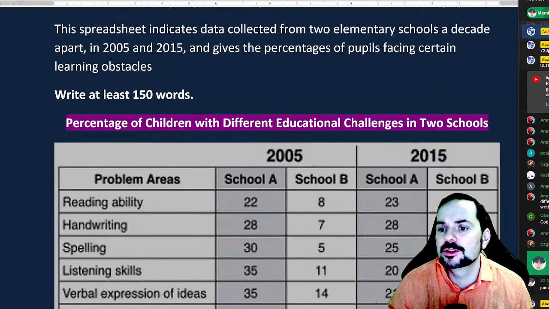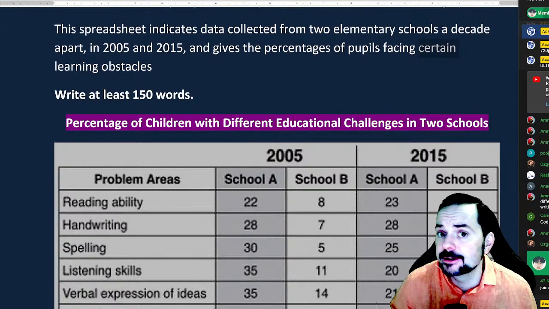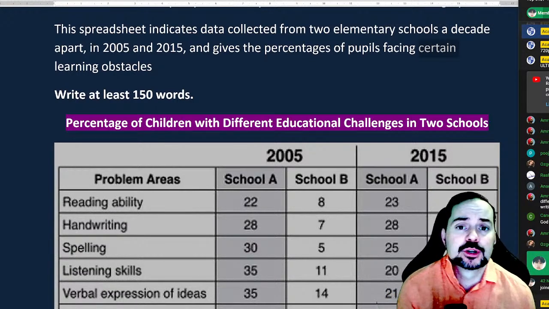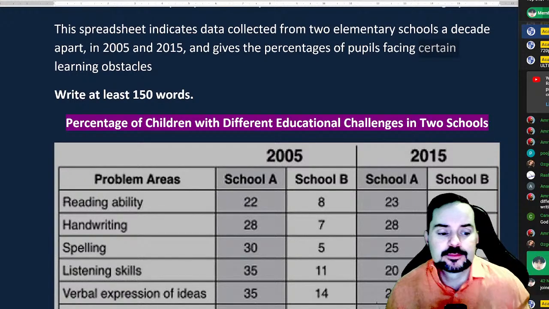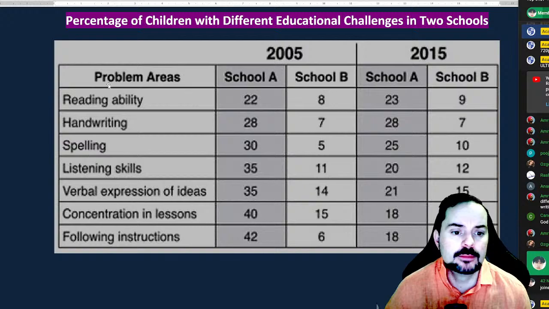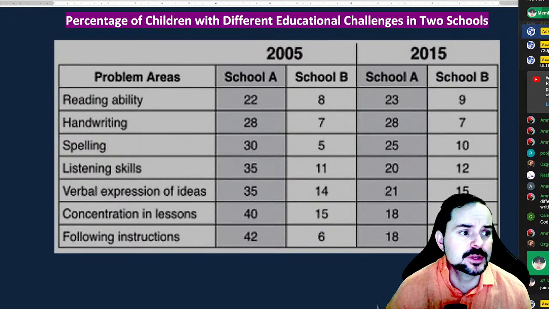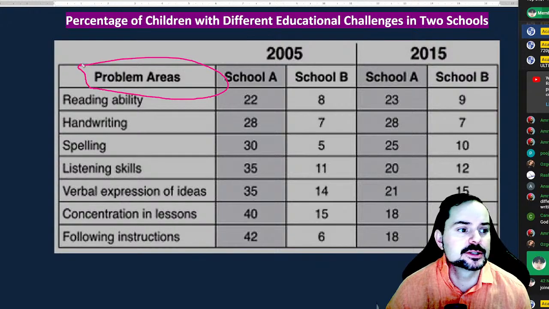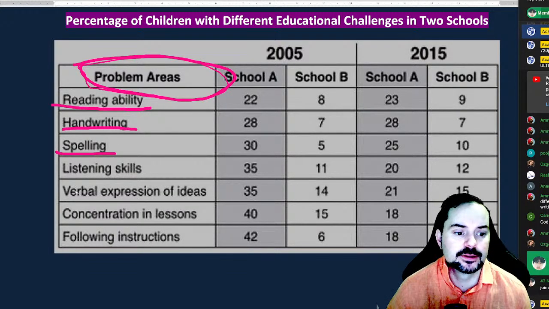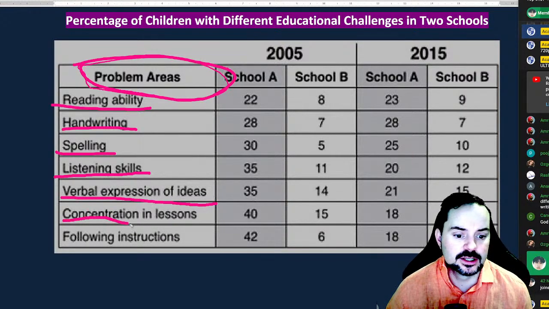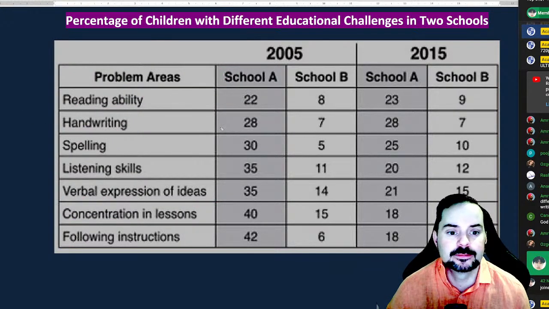So I'm looking at this word certain, and certain's kind of vague. So when I'm reporting data, precision is the key, right? So I want to be as precise as possible. So the problem areas here, okay, I can see this problem areas, all right? Let me even make that a bit bigger. So there we go, problem areas. So we've got reading 1, handwriting 2, spelling 3, listening skills 4, verbal expression and ideas 5, concentration in lessons 6, and following instructions 7. So there's actually 7 problem areas here, right?